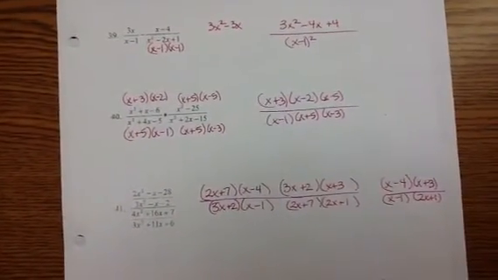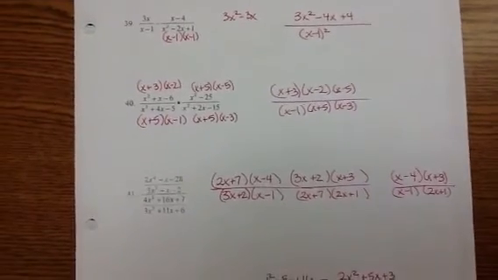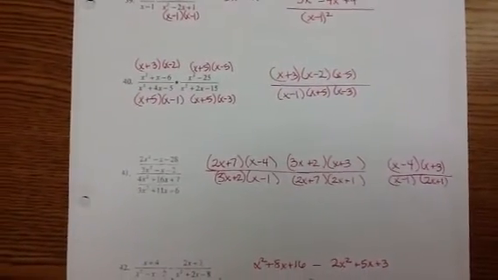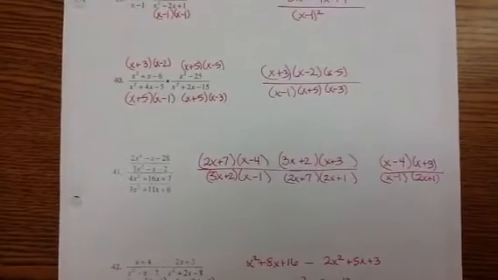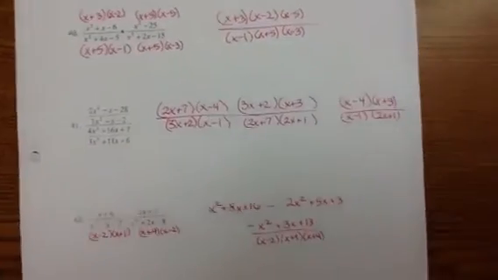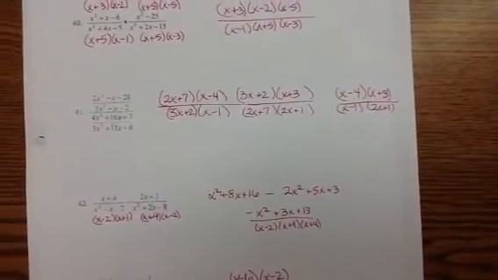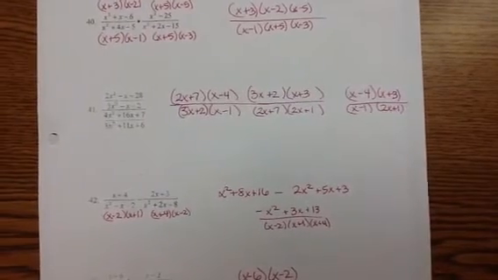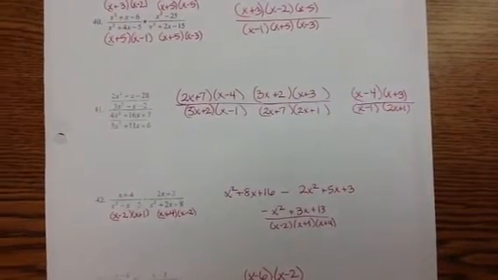40, I factored, and then I got left with x plus 3, x minus 2, x minus 5, over x minus 1, x plus 5, x minus 3. 41, I factored and was left with x minus 4, x plus 3, over x minus 1, and 2x plus 1.